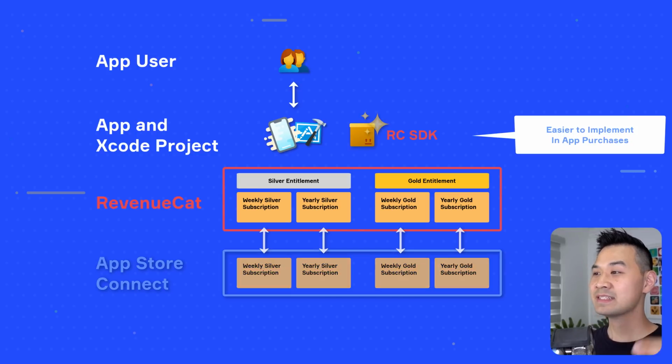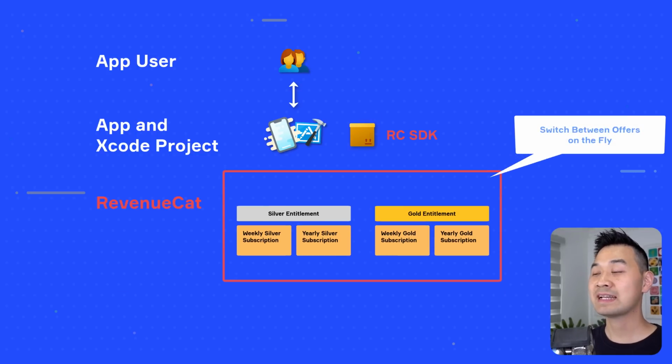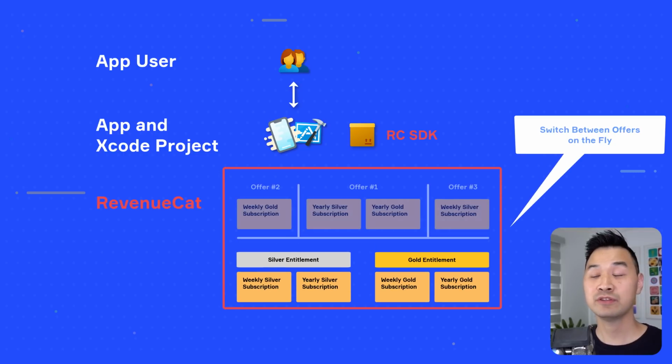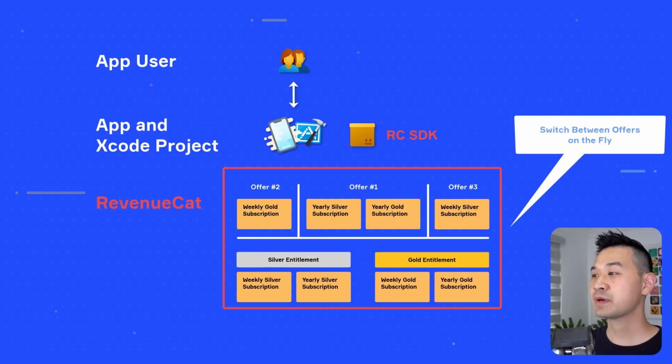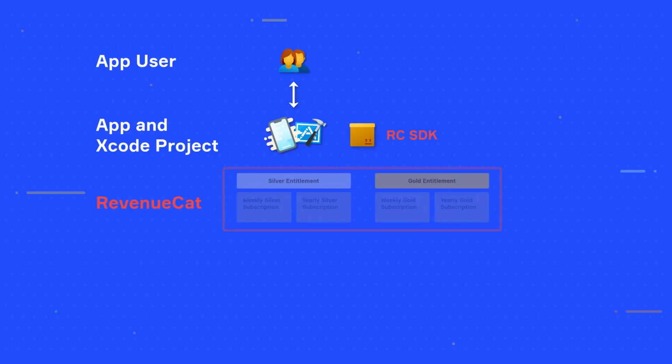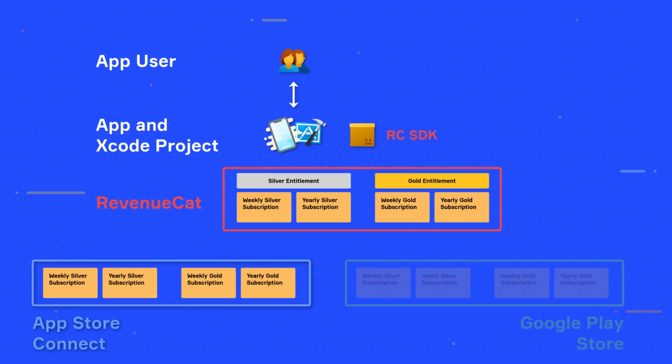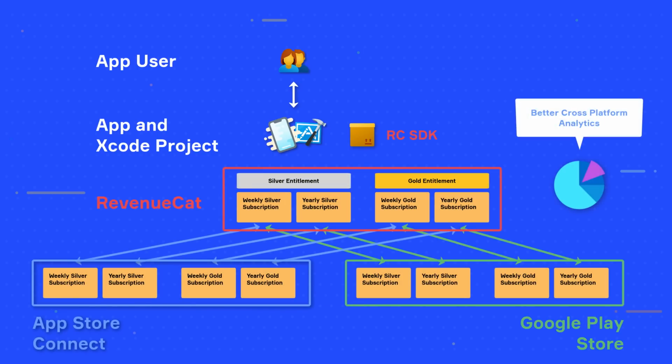Another thing is that this RevenueCat layer allows you to dynamically present different offerings to the user and to run pricing experiments, all without submitting a new app update. And if your app is available on multiple platforms, you can persist the user's subscription status across all the platforms and also get a broader view of your analytics spanning multiple platforms. Now, those are just a couple of benefits off the top of my head.